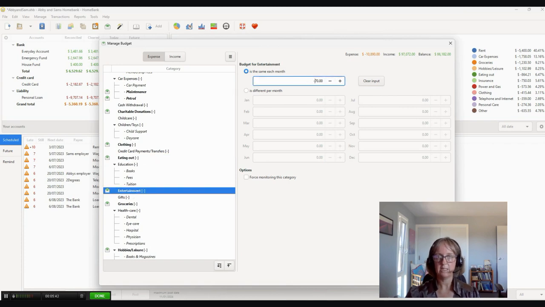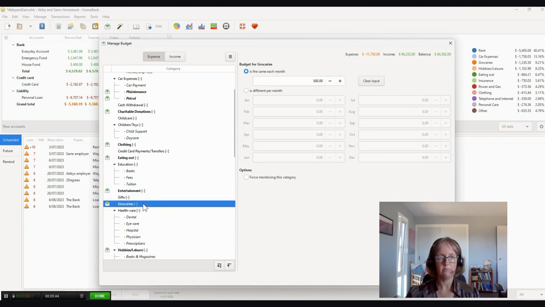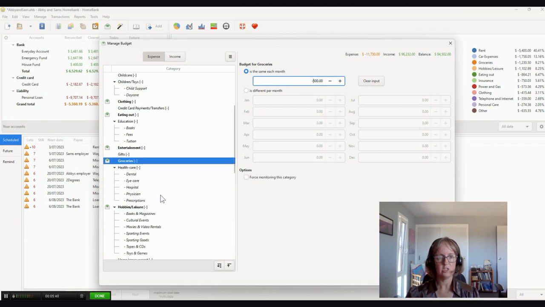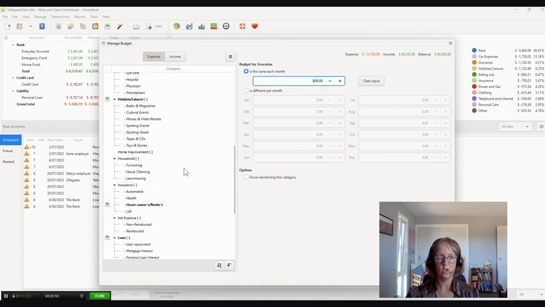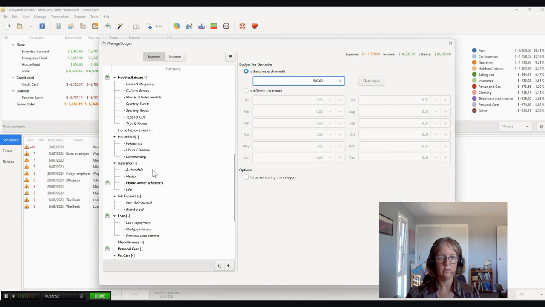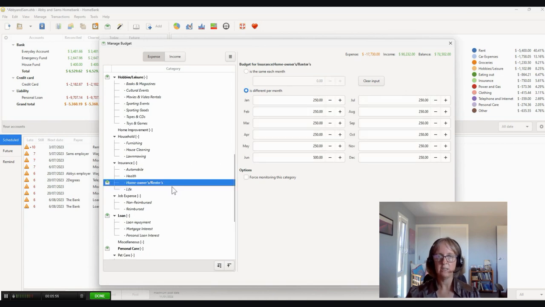Entertainment is about $70 a month. Groceries is about $500 a month. It's just the two of them, so that's quite a low amount. These days it could be a bit higher than that, especially if you've got children. Then their renter's insurance.